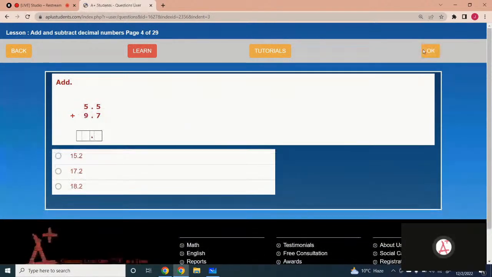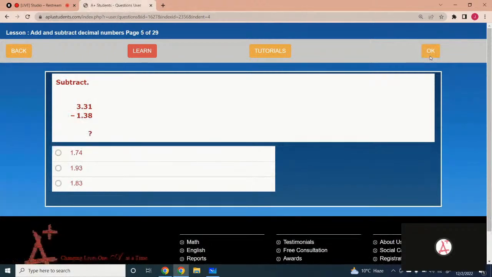Very good. Okay, now you have to add. So which is the correct option? 5.5 plus 9.7. Which is the correct option? You have to add them. So the correct option would be 7 plus 5 is 12, and 9 and 1, 10 and 5, 15. It would be 15.2, isn't it? So just select the correct option, then click on the OK button.